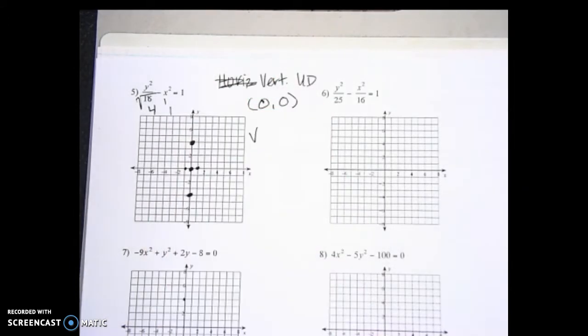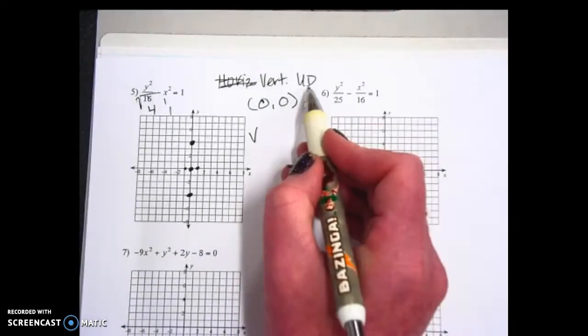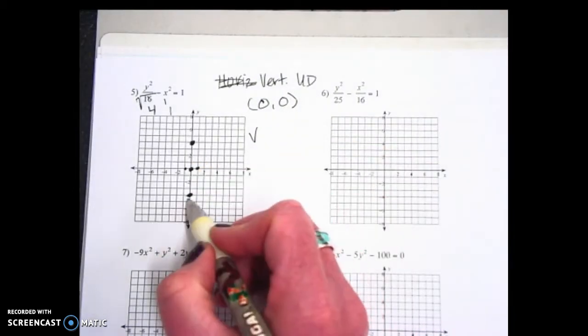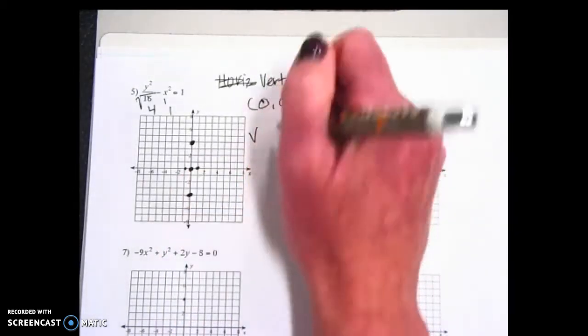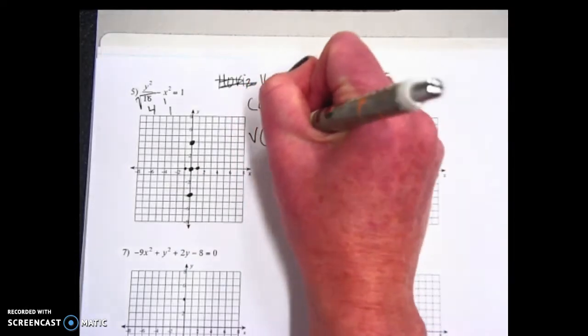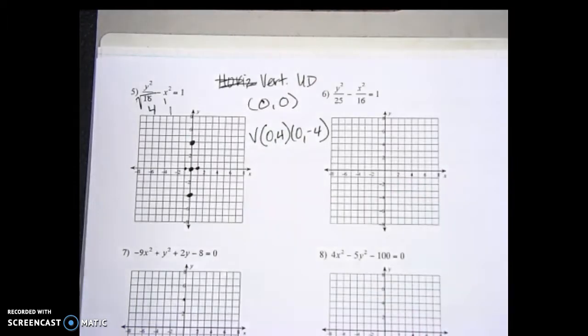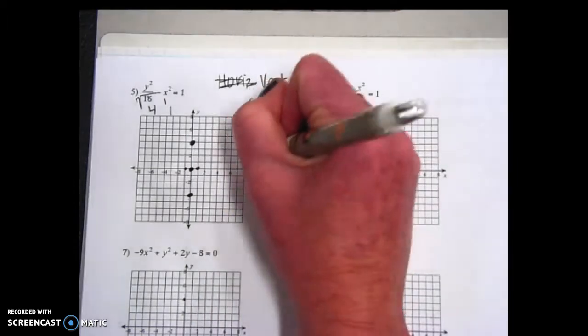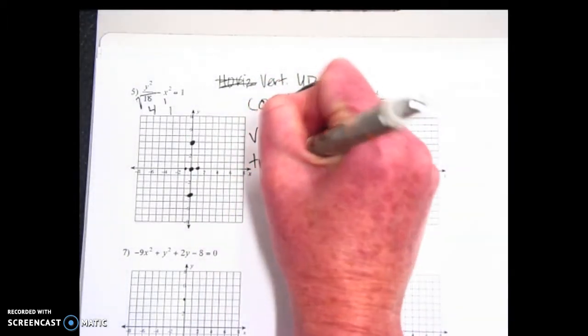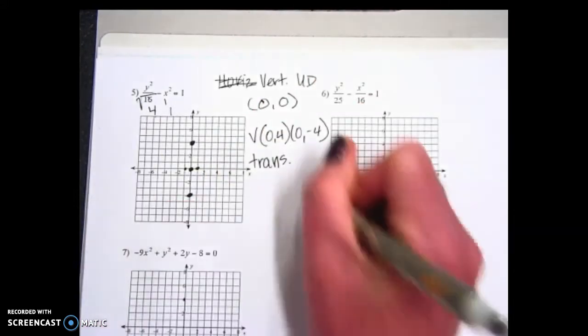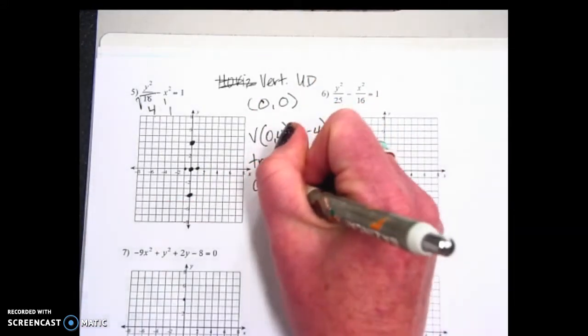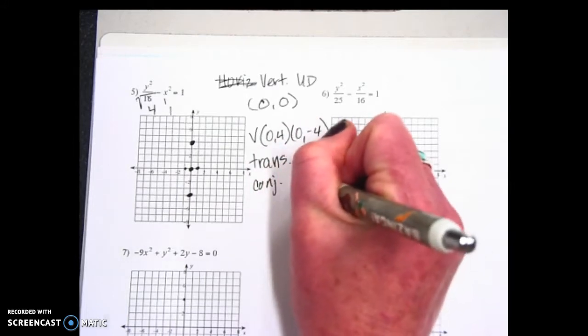Okay. If it's going to open up and down, that means this is a vertex and this is a vertex. So this one is at 0, 4 and 0, negative 4. And transverse axis, double your 4, you get 8. Conjugate axis, double your 1, you get 2.